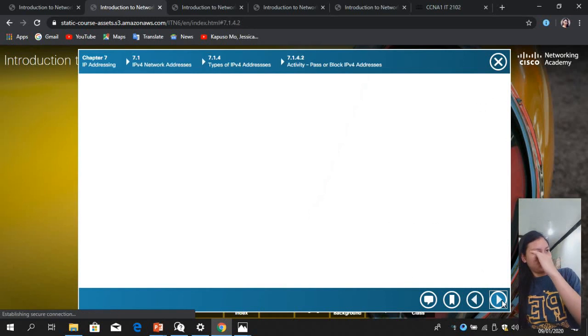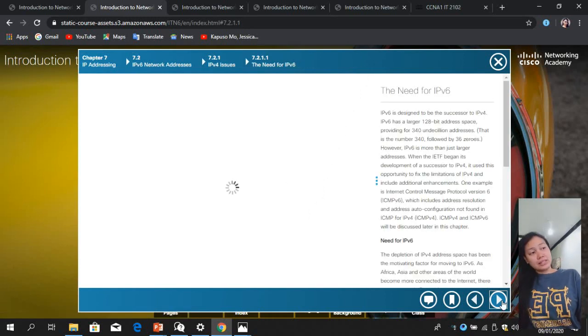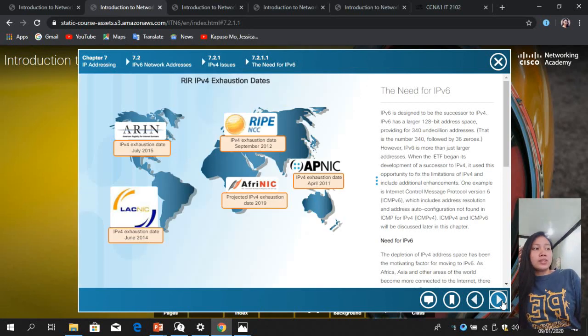Also, the need for IPv6. IPv6 is designed to be the successor to IPv4. IPv6 has a larger 128-bit address space, providing for 340 undecillion addresses, that is the number 340 followed by 36 zeros.